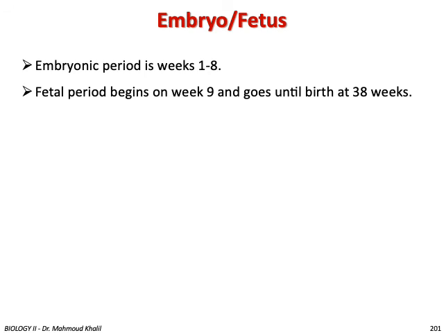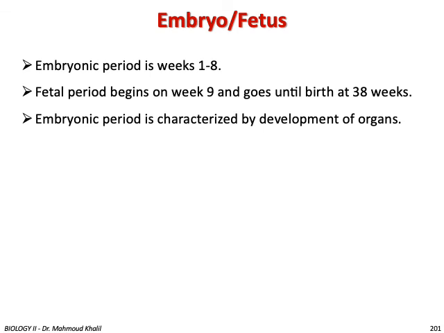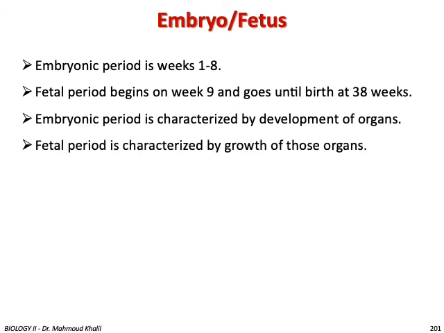Embryo, fetus. The embryonic period is from week 1 to 8. The fetal period begins on week 9 and goes until birth at week 38. The embryonic period is characterized by development of organs, while the fetal period is characterized by growth of those organs.